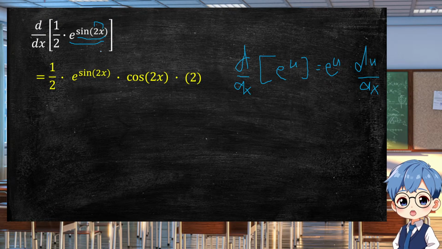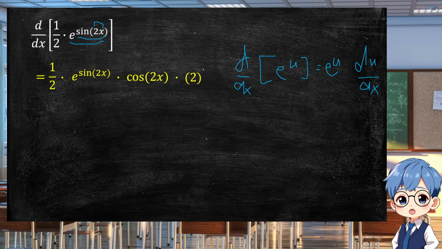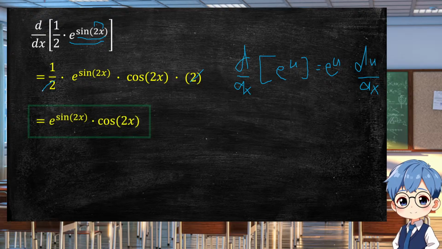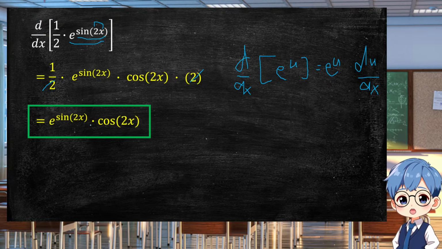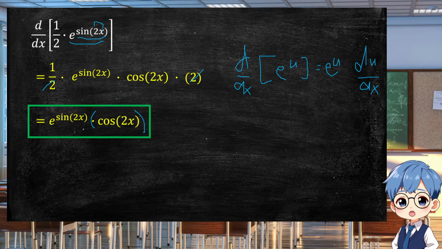So we can cancel out 2 here because we have 1/2. So for the final answer, it's simply e to the power of sine of 2x times cos 2x. Or we can rewrite it as cos 2x times e to the power of sine 2x. So by the way, you can actually use a dot for multiplication, or you can also use parentheses. If you don't want to use that, you can also write it in this manner.